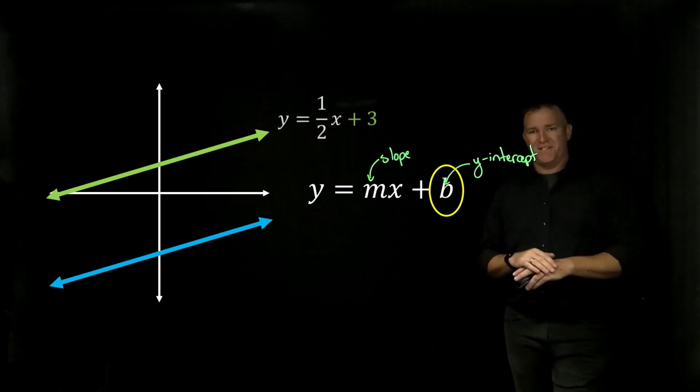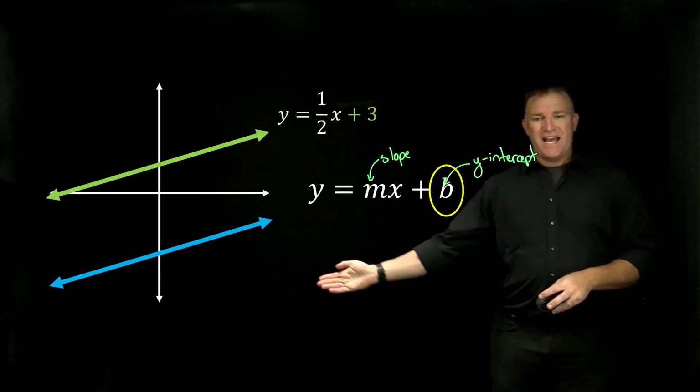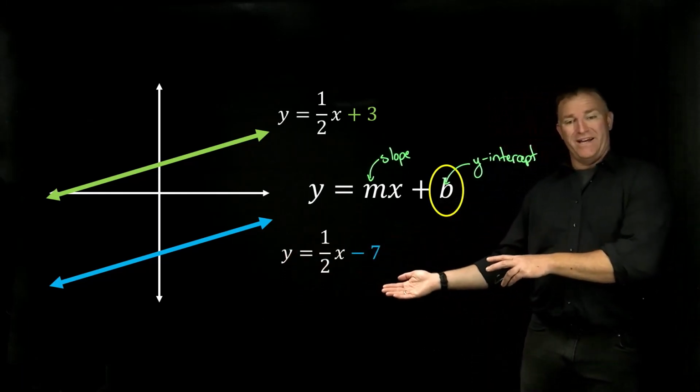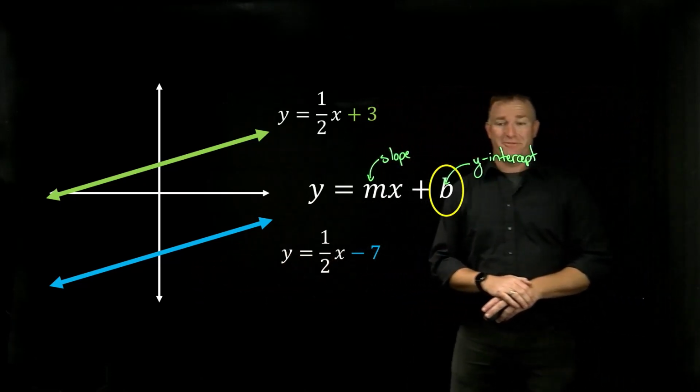So again, if the first line has an equation with a y-intercept of positive 3, our second line might have an equation with a y-intercept of negative 7. So it's crossing the y-axis down in the negative range.